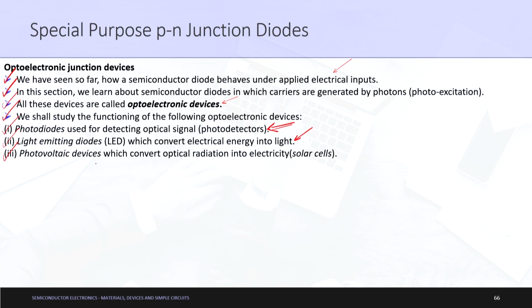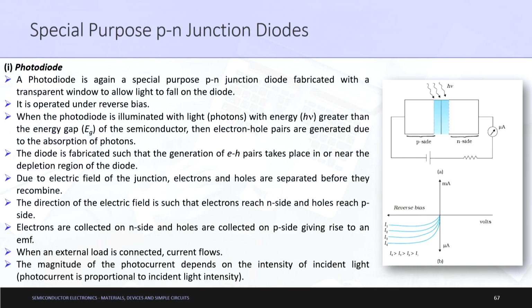Next are the photovoltaic devices. So in photovoltaic devices, optical radiation is converted to electricity, and one typical example is the solar cell. We will try to understand the solar cell also in the subsequent classes. Okay. So that being said, that is the introduction of the optoelectronic junction devices.